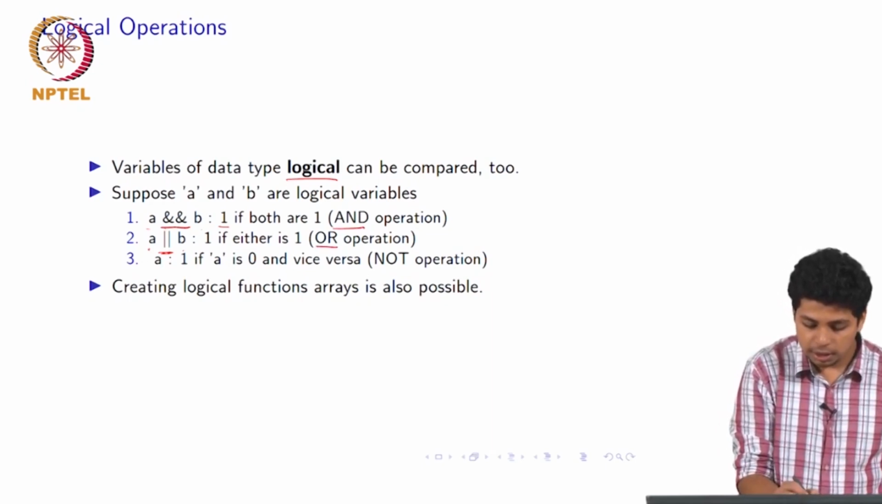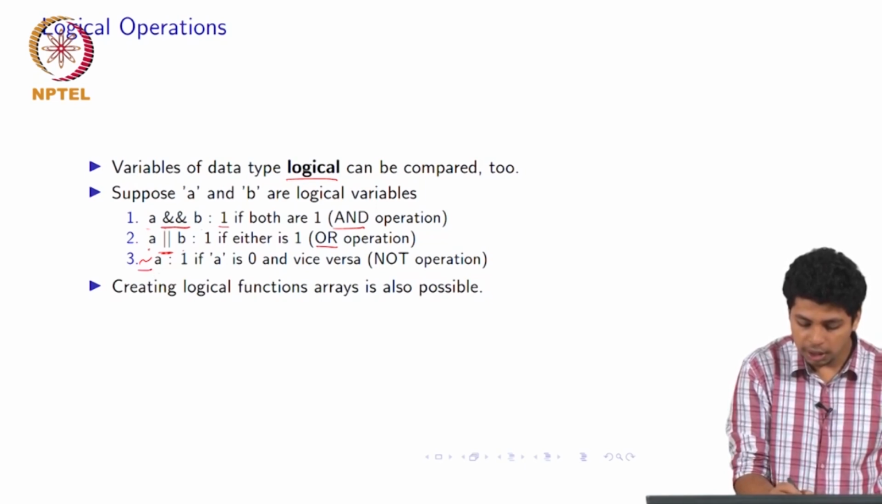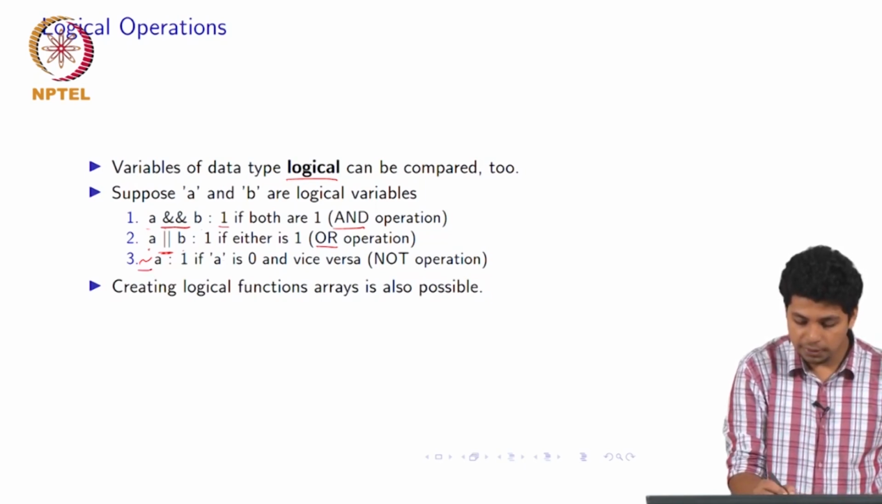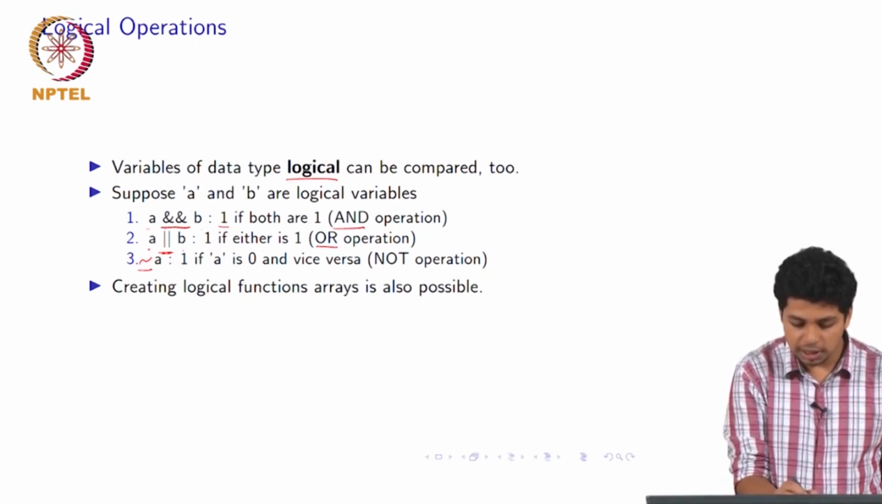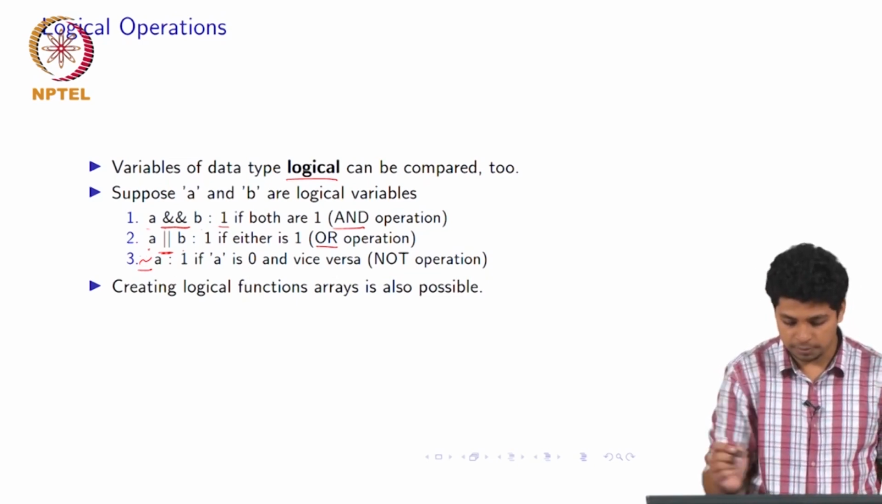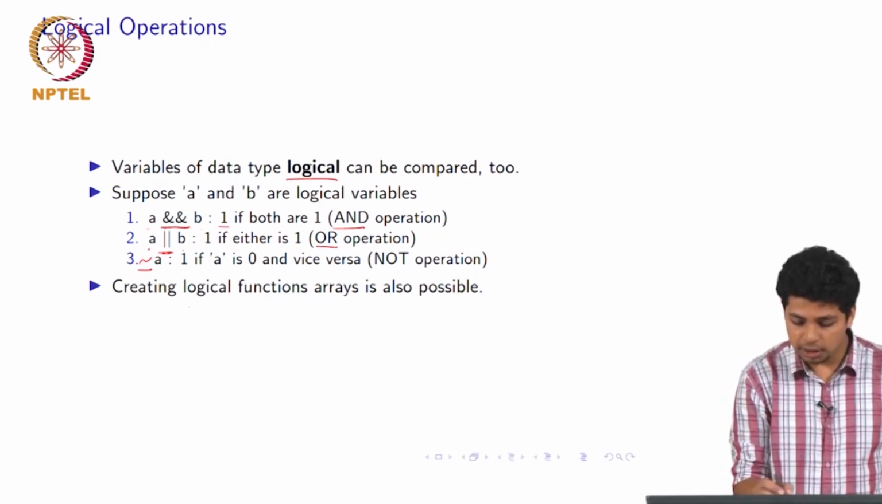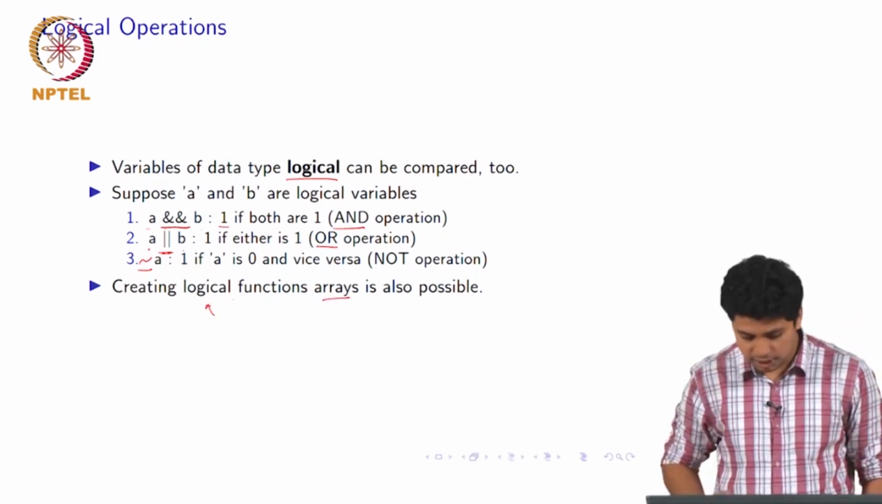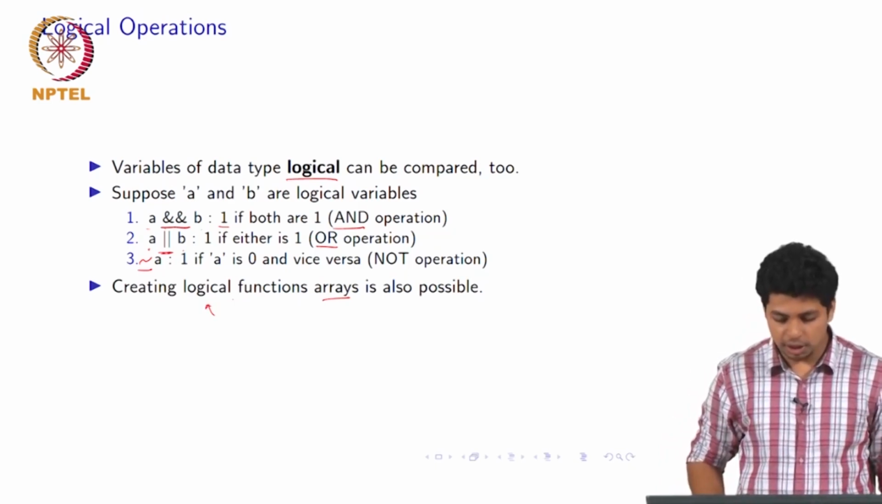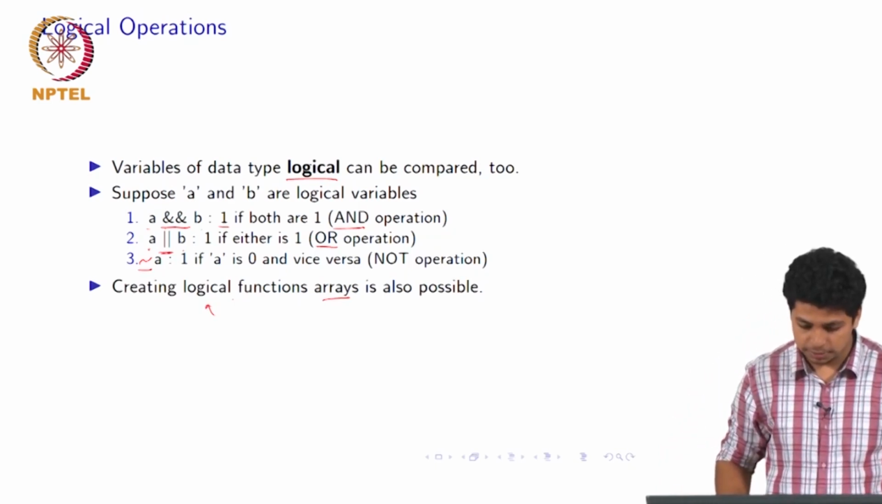Then this tilde symbol is not A. Not A is 1 if A was 0 previously, and vice versa. So the tilde is basically the not operation. Then we can also create arrays of logical variables, but we will discuss that later, and it turns out it is not that necessary at this stage.